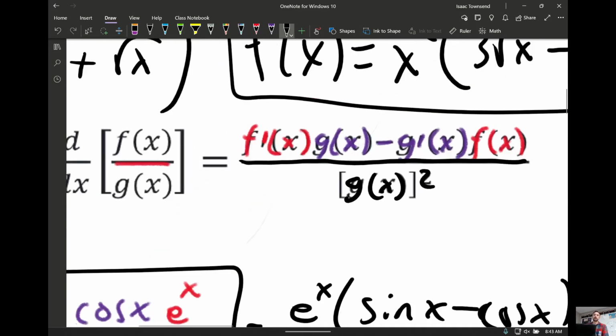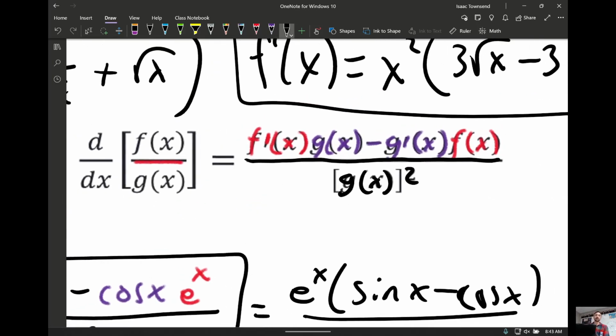Okay, any clarification you guys would like to ask about this? What this is saying? How to apply it?